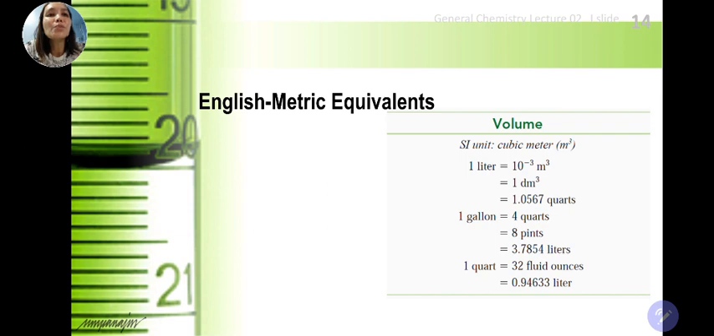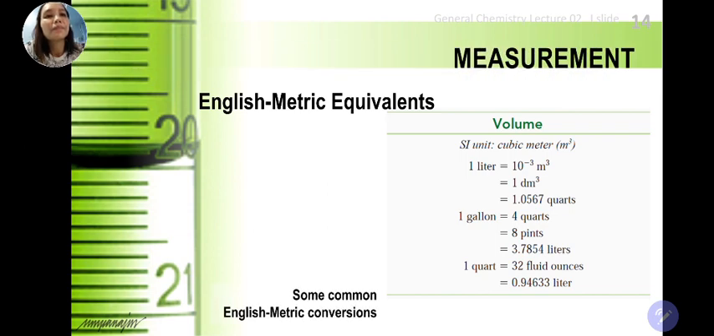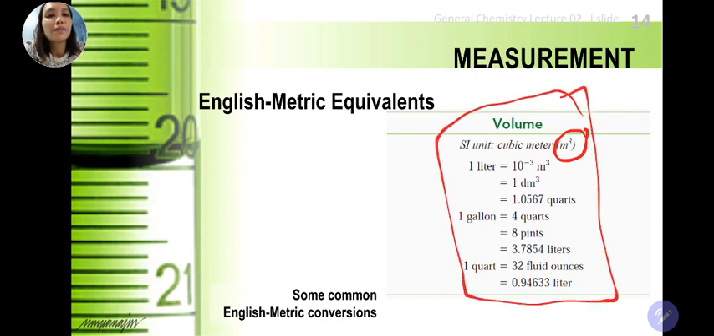So, for volume, we have 1 liter is equal to 10 to the negative 3 meters cubed. Usually kasi yung cube, ibig sabihin, nag-multiply siya 3 times for the volume. Ito yung unit for volume, meters cubed. Yan yung different conversion factors niya.